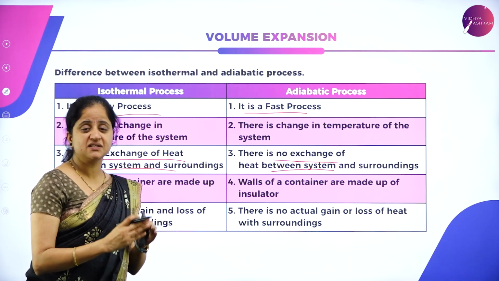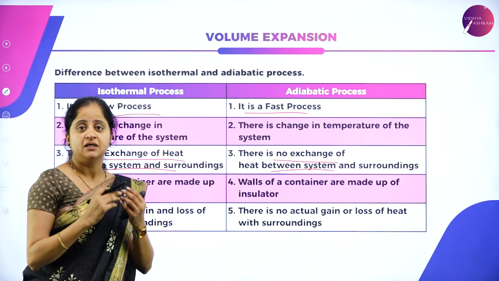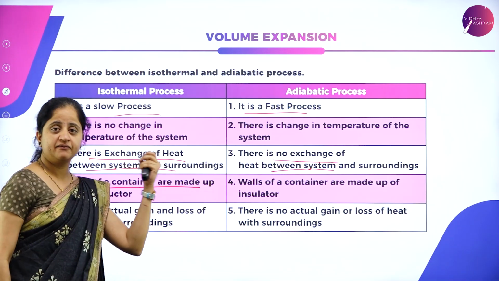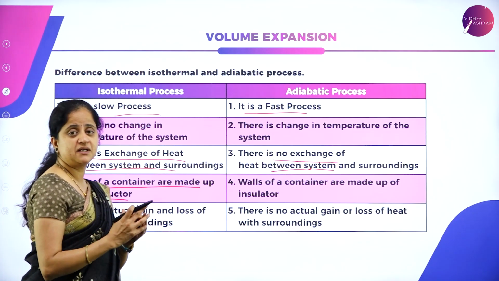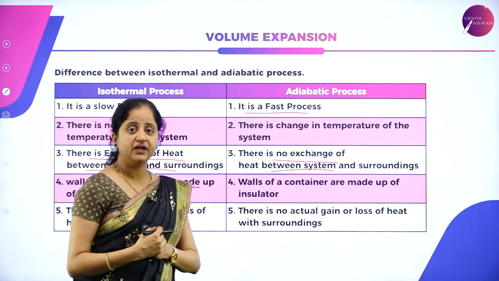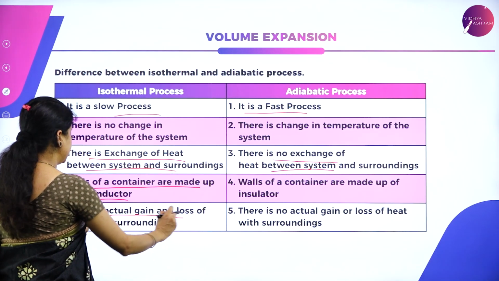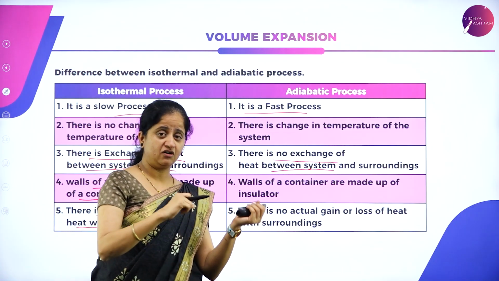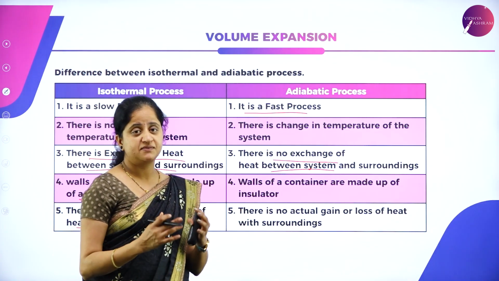In this case, the system is nothing but the object which is under consideration or under observation. The part of the universe which is under observation is called the system. And the walls of containers, for example a cylinder or piston, must be made of a conducting material, that is, a conductor. But in case of adiabatic process, the walls of the container should be made of insulators so that no heat energy gets exchanged with the surroundings. And there is actual gain and loss of heat with surroundings. Since it is isothermal, the gain or exchange of heat takes place in the isothermal process, but in adiabatic process we cannot observe that.